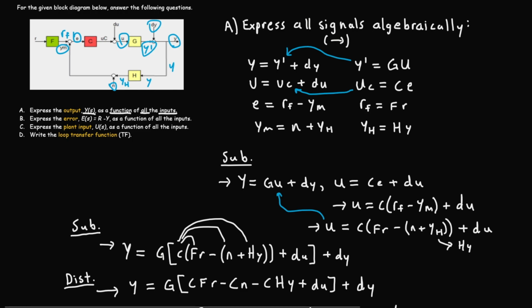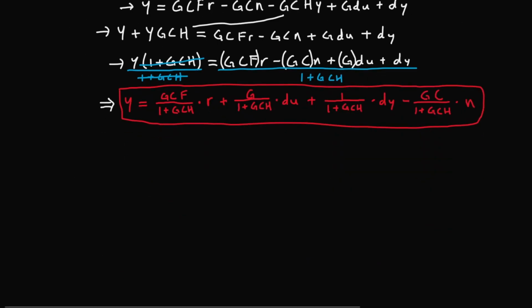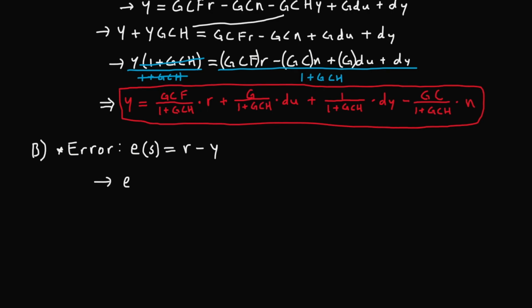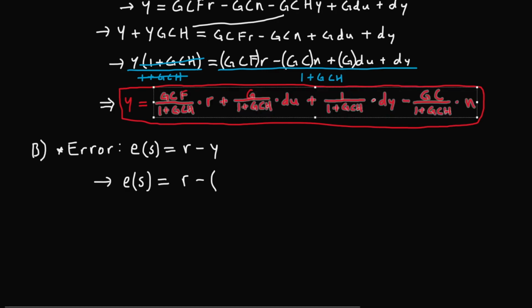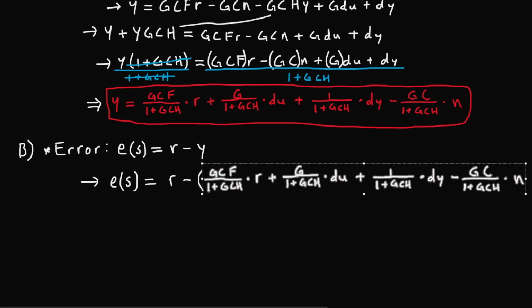And next, in part B, we want to express error this time as a function of all the inputs. So again, we know that system error E of s is equal to r minus y. So in this case, we can simply substitute our equation of y, which we just found, since this one is already a function of all the inputs. So I'll go ahead and substitute in this expression.